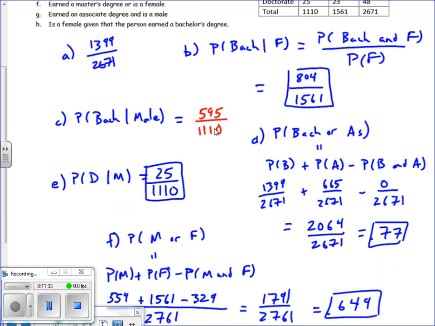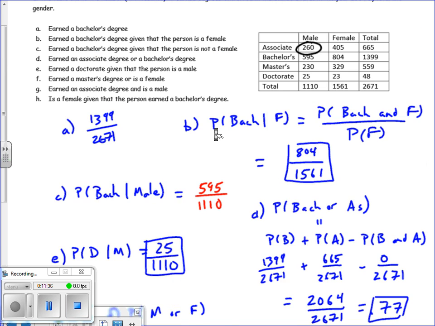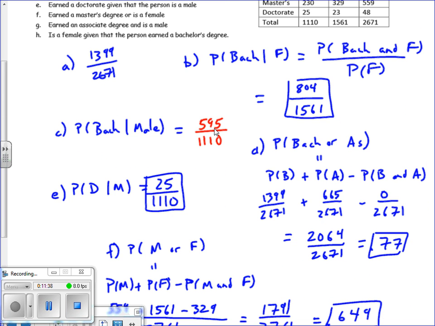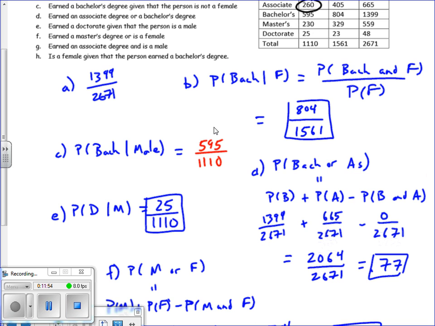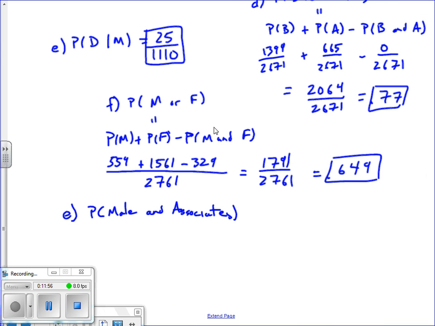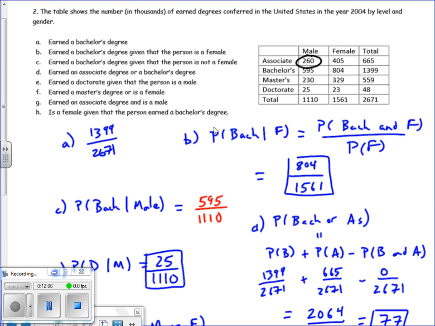So for part G, again, 260 out of the total. Don't use multiplication rule here. So that was male and associates. Just straight to the table. 260 out of the 2761. There's that one. And then finally for part F, is a female given that they've earned a bachelor's degree.